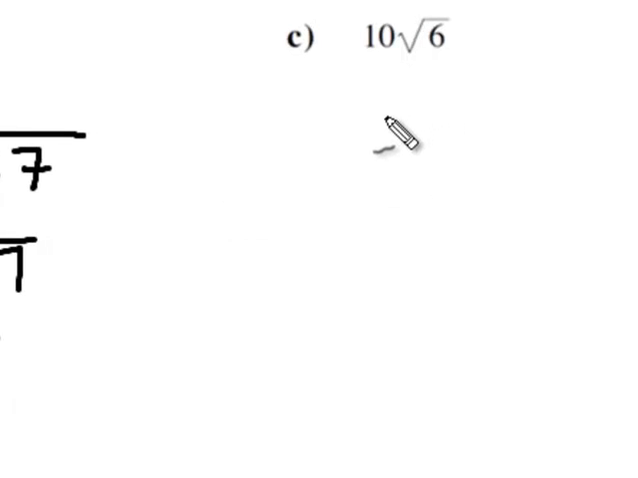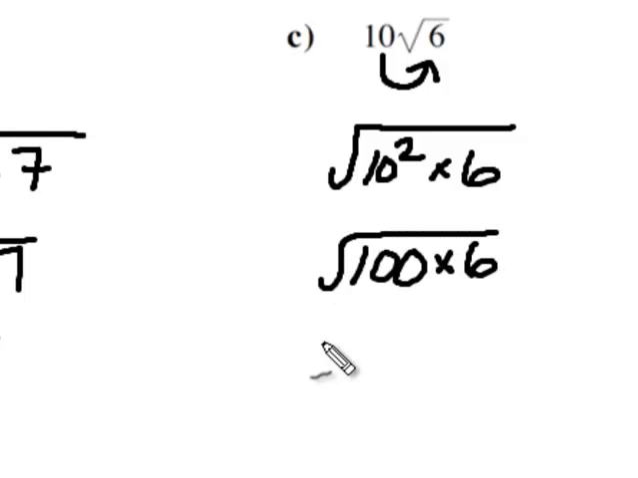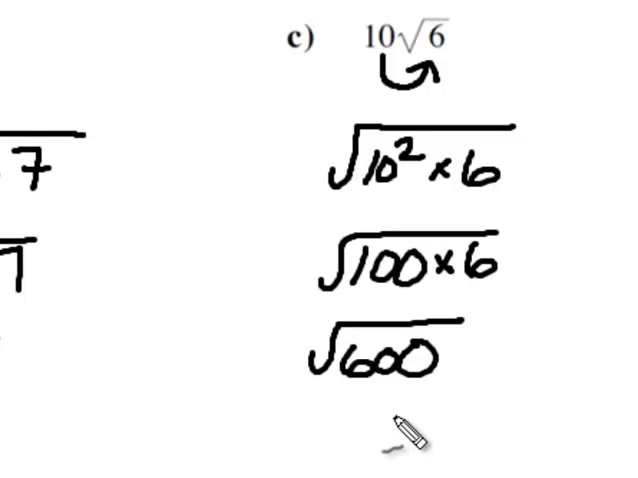Part C, 10 root 6. Again, to get the 10 underneath the radical sign, we're going to have to square it. Otherwise, we change the value of our statement. So this is 100 times 6 square root. So the square root of 600 is the same as 10 root 6.